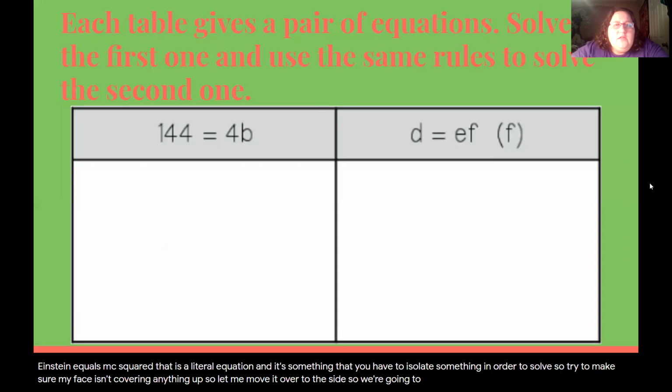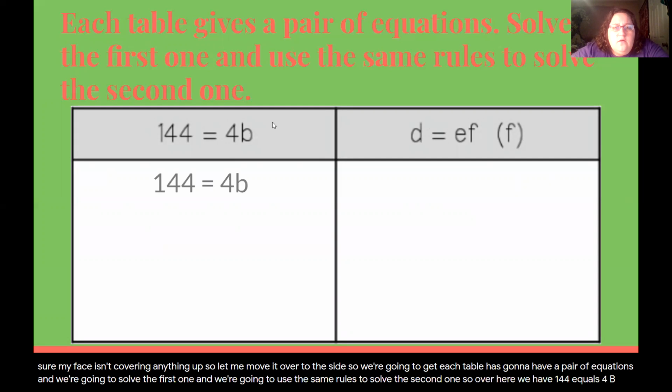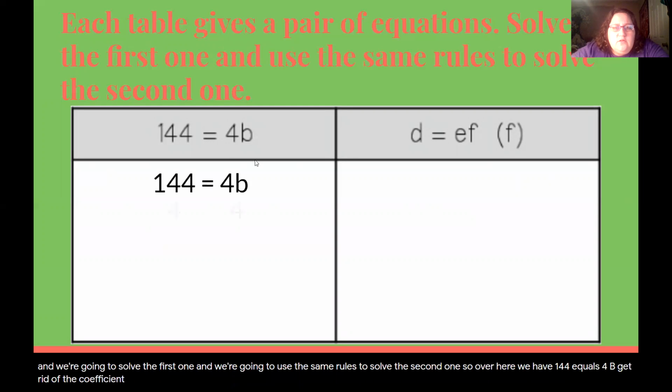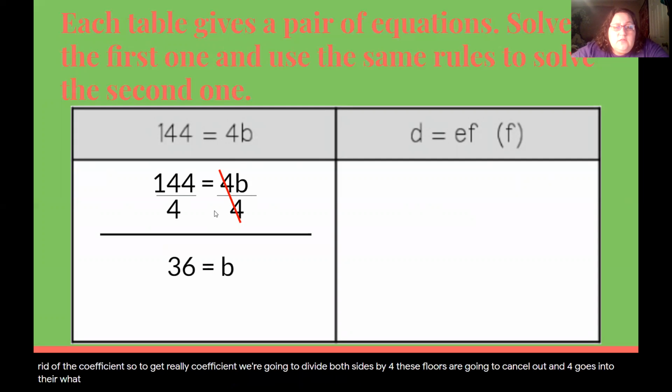Each table is going to have a pair of equations, and we're going to solve the first one, and then use the same rules to solve the second one. Over here we have 144 equals 4b. In order to solve this, we need to get rid of the coefficient. So we're going to divide both sides by 4. These 4s cancel out, and 4 goes into 144 36 times. So you're going to have 36 equals b.